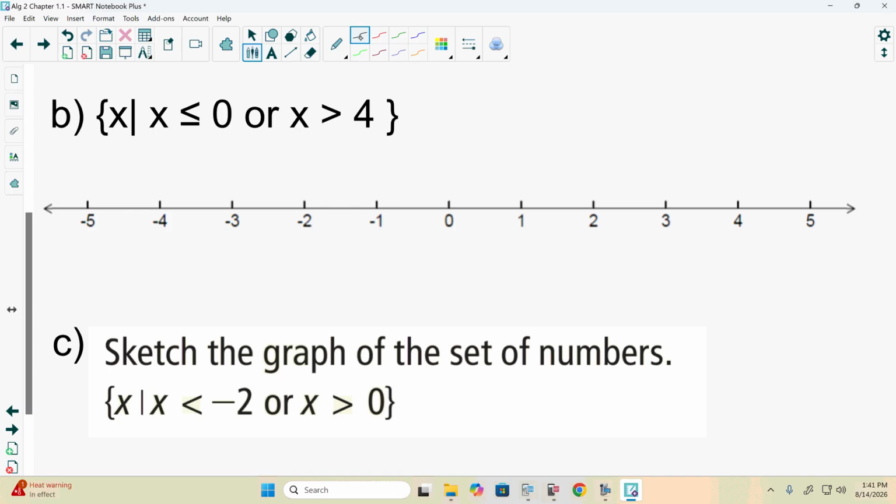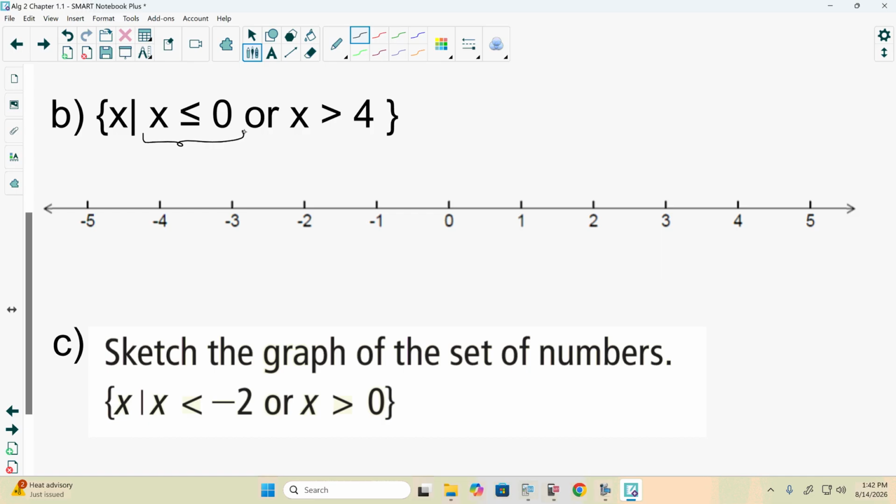Let's look at the next one. For all real numbers such that x is less than or equal to 0 or x is greater than 4. Since it is an or statement, we have both. Both are going to be put on the graph. That's nice about or statements. We can just throw them both down. Doesn't matter which one we do first. I always do whichever one's listed first.